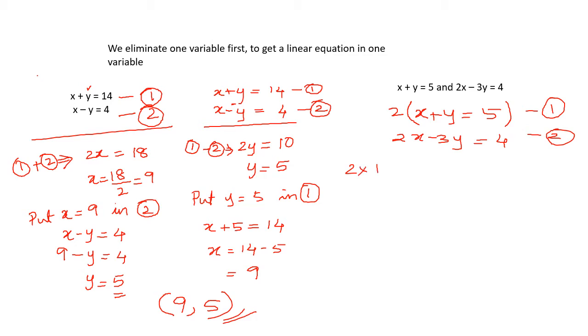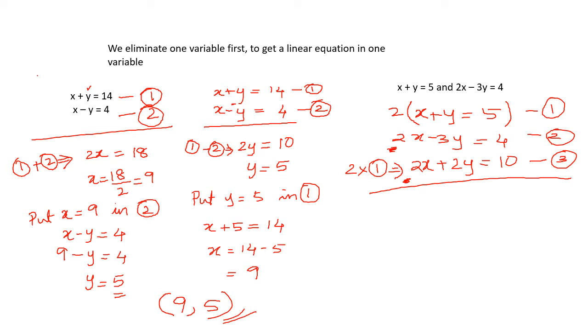So what will I get? 2 into equation 1, I will get 2x plus 2y equal to 10. So this becomes my third equation. Now I'll take the second equation and the third equation, because I have 2x and 2x common. The third equation is the same as equation 1, only we have multiplied by 2. The equation doesn't change. You have learned that it is one and the same line.